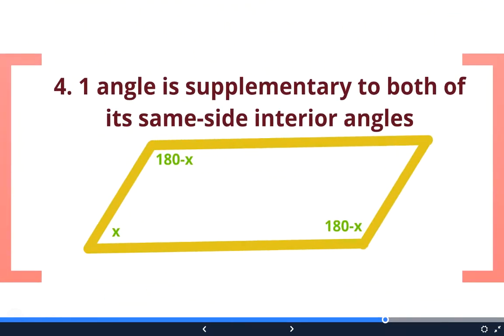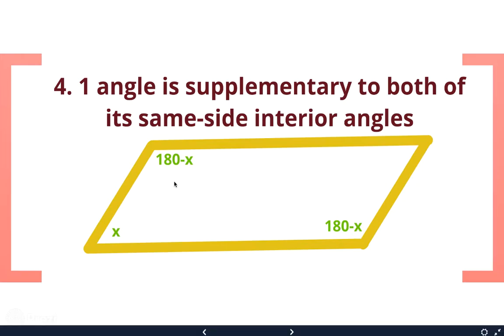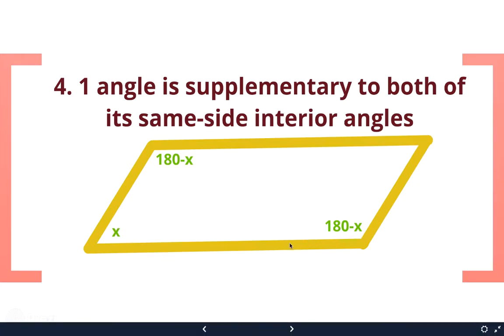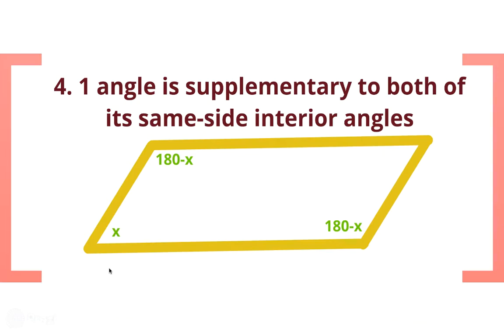Number 4, if you see that one angle is supplementary to both of its same side interior angles or consecutive angles, that also means it's a parallelogram. So this angle right here, if you trace it, see how it forms like a C shape? This one is 180 minus x, and this one's x. So together, they add to be 180. And also, these two form the nifty kind of C shape, more of a U shape this time. So if this is x, and this is 180 minus x, that means that these two also add to be 180, which means they're supplementary. So if one angle is supplementary to both of its same side interior angles, bam, it's a parallelogram.